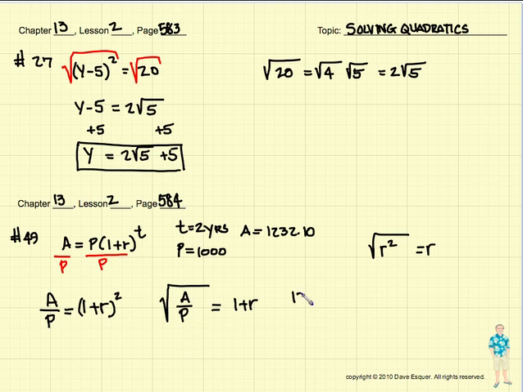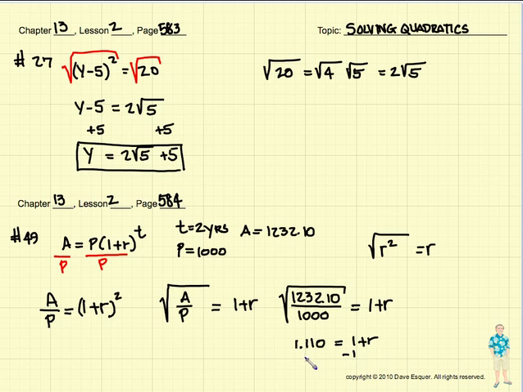And A turns out to be 1232.10, and P turns out to be 1000. And so what we do is we take the square root of that, and that turns out to be 1 plus R. Well, if you do that on a calculator, this turns out to be 1.110 equals 1 plus R. Again, 1232.1 divided by 1000, take the square root.